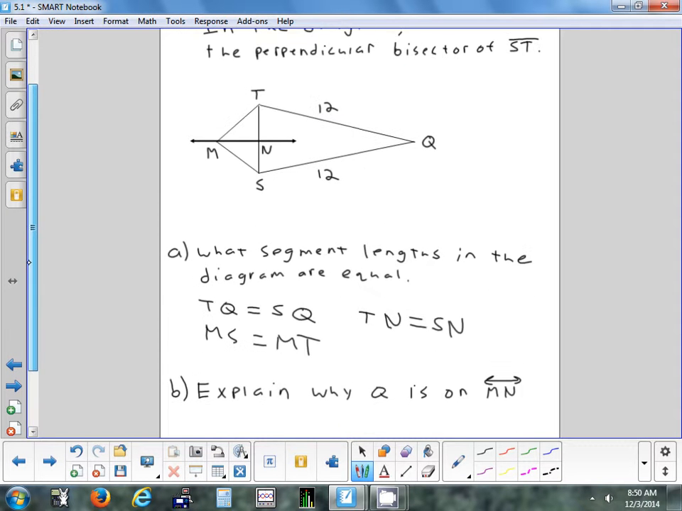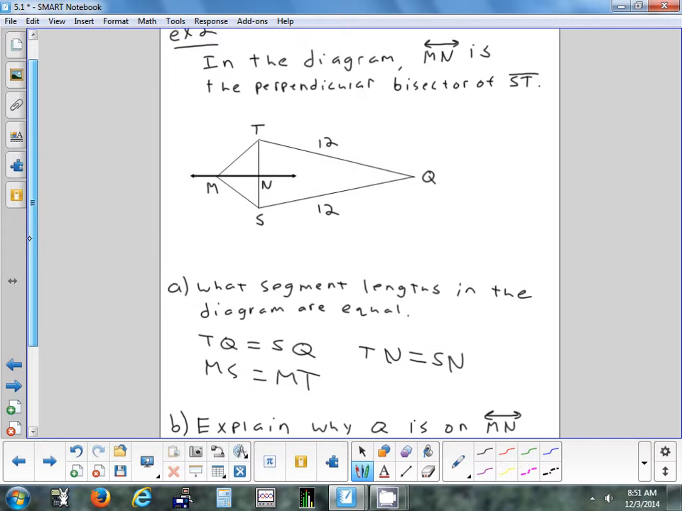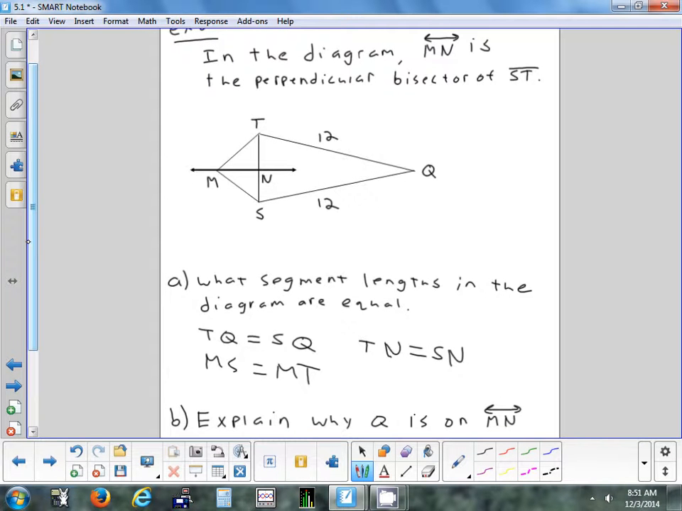Now, I didn't tell you that Q was on the perpendicular bisector. Okay, but why is it? That's basically what they're asking in part B. MN is the perpendicular bisector. If you were to keep extending line MN, why would Q have to be on it?